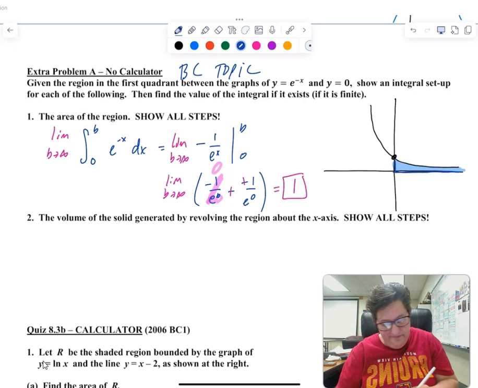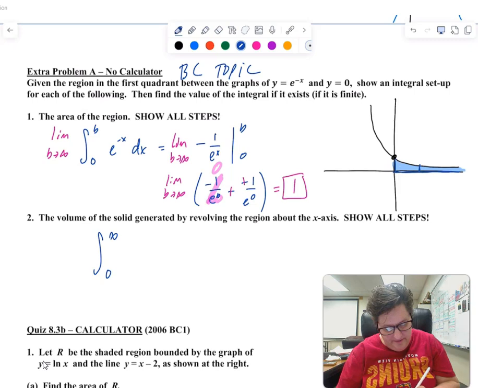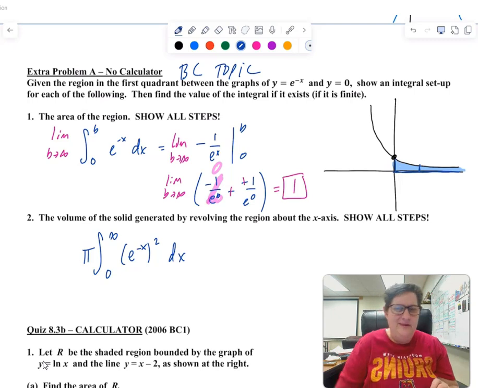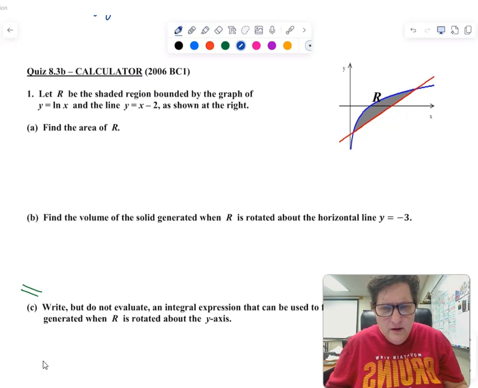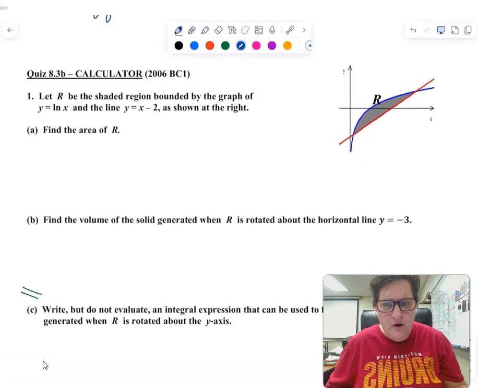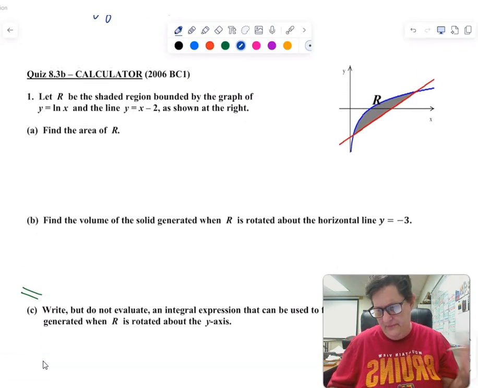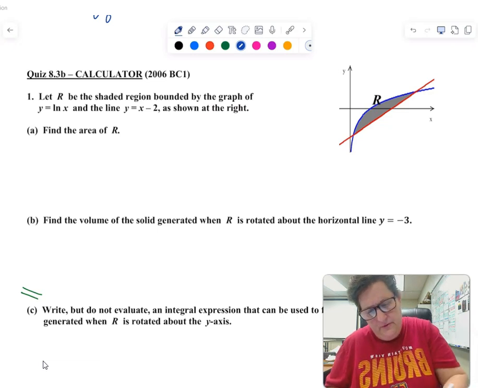The volume, same idea. We would go 0 to infinity. Let's see, the volume rotating around the x-axis would be pi r squared. Okay, and again, you can figure it out, but we'll just set it up. Okay. All right, we're going to get through this problem, and then I think my next video covers the next few problems. So here we go.